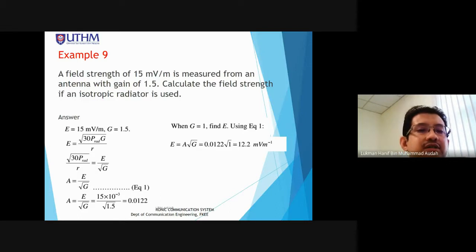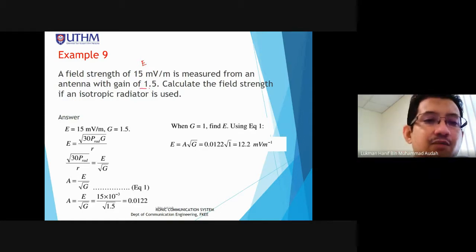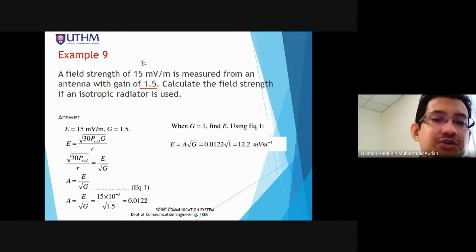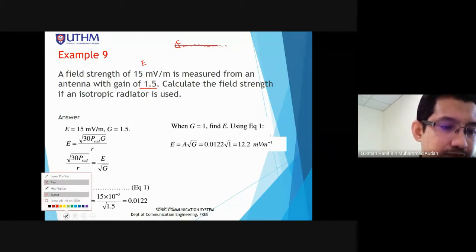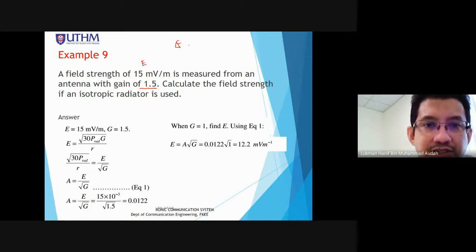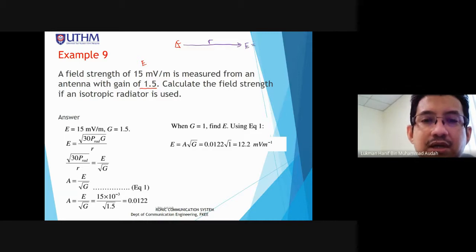Example 9, a field strength, ini adalah E-field sebab dia adalah volt per meter, is measured from an antenna with a gain of 1.5. Calculate the field strength if an isotropic radiator is used. Soalan ni pun mengelirukan. So sebenarnya macam ni. So ada satu antena, real antena. So pada jarak R, we don't know the distance, dia menghasilkan E-field bersamaan dengan 15 millivolt per meter. Dan antena ini mempunyai gain, this antenna with a gain of 1.5.